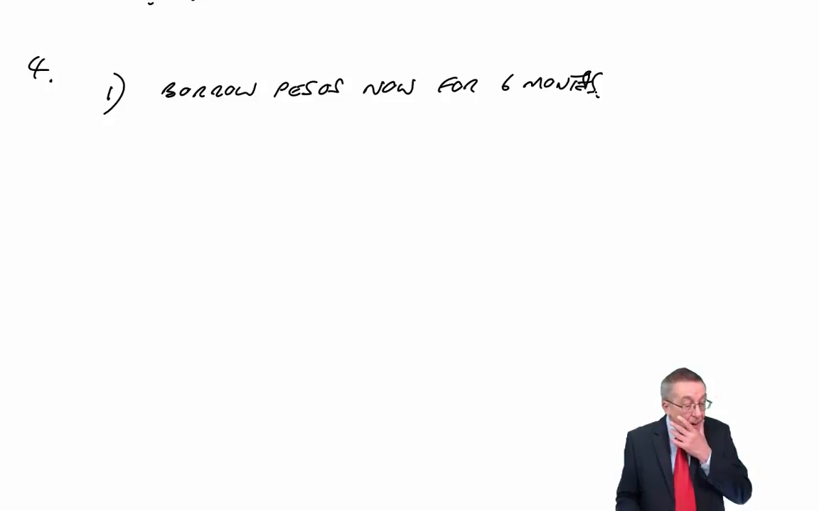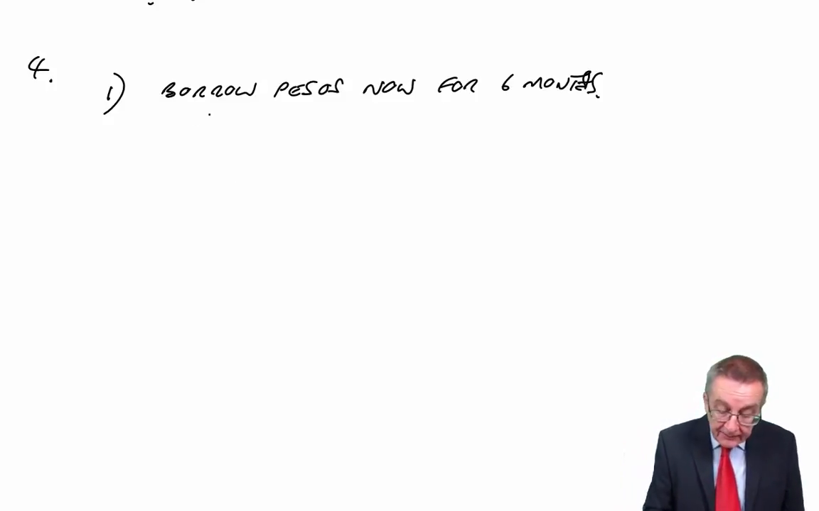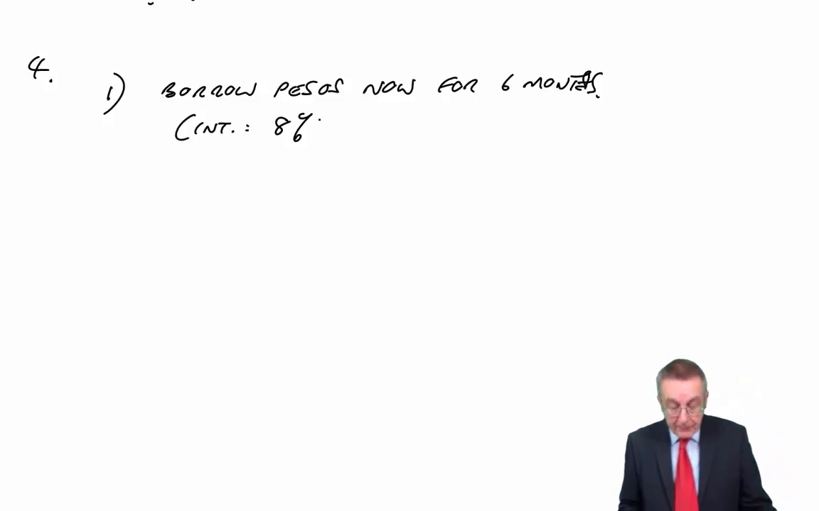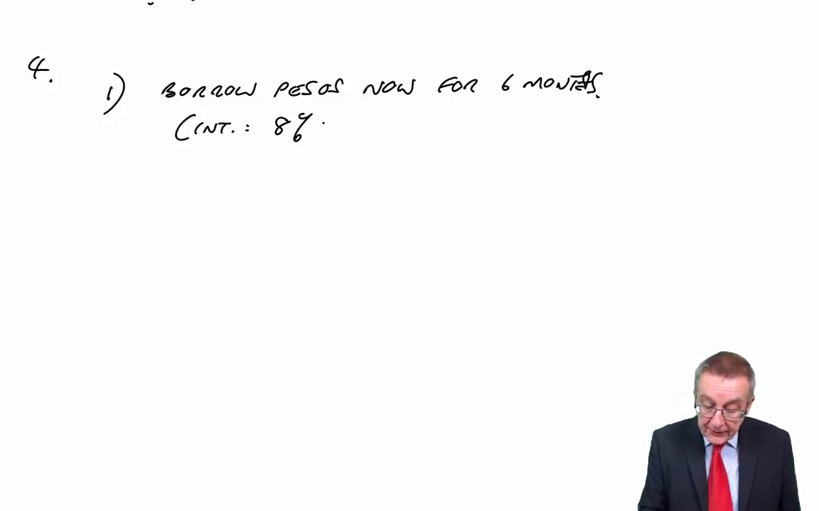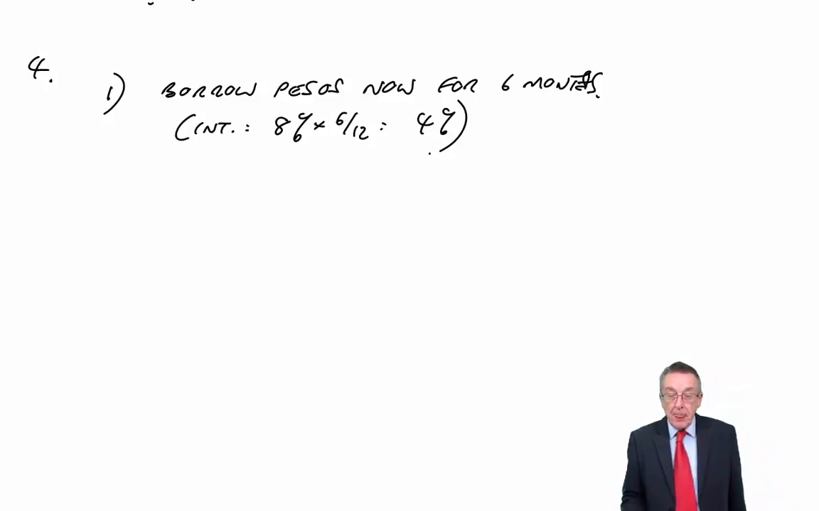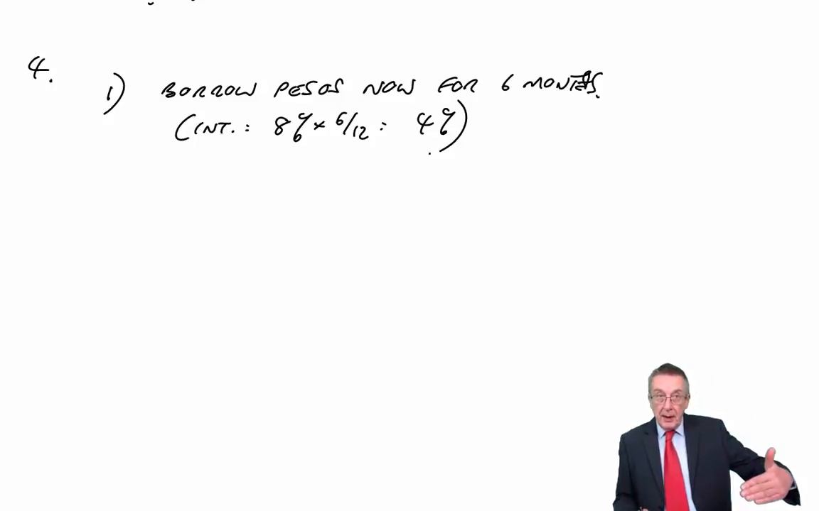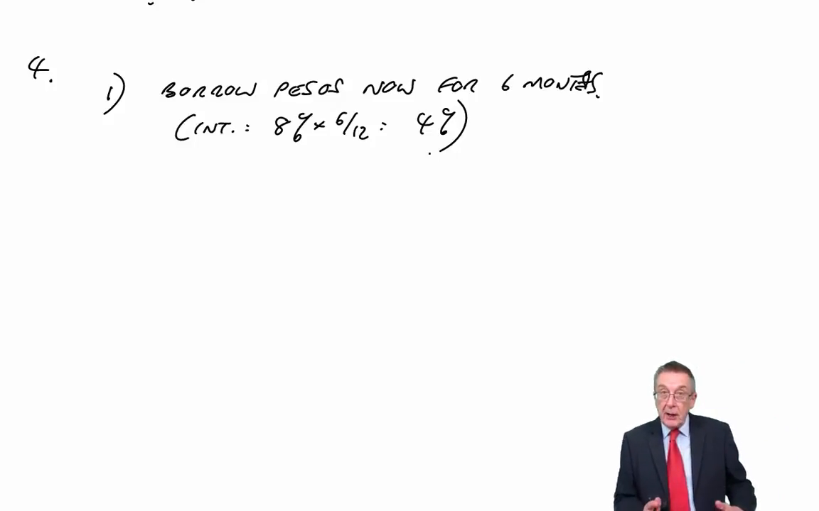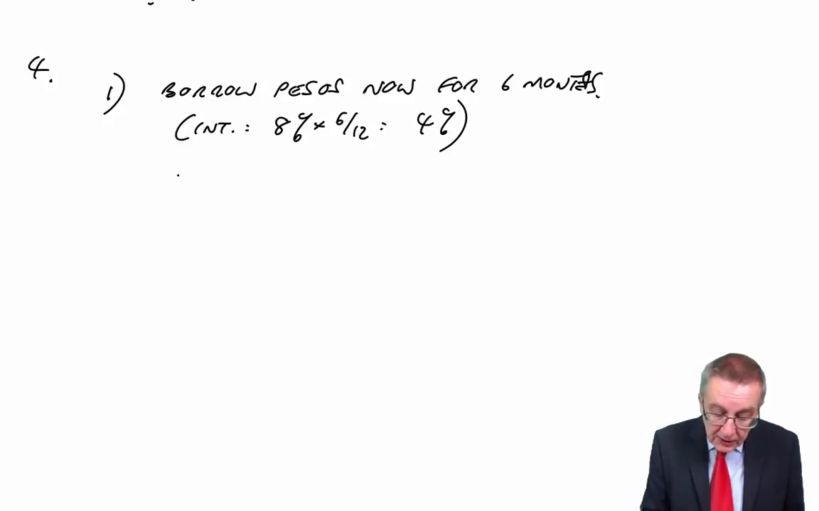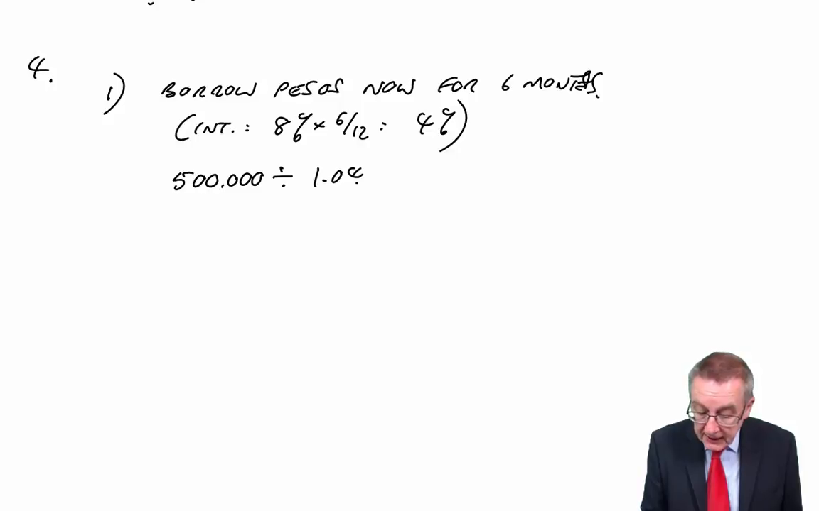Pesos is the foreign currency, so the interest we'll have to pay on the borrowing in the foreign country is 8% a year. We're only borrowing for 6 months, so it's 6/12, half a year. We'll be paying interest of 4%. Remember, we want to make sure that in 6 months' time, the 500,000 pesos will repay the borrowing together with interest. And so the amount we'll borrow is 500,000 divided by 1 plus the interest rate.